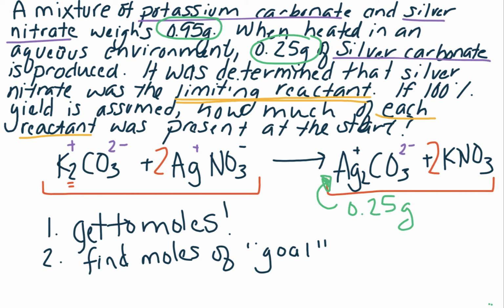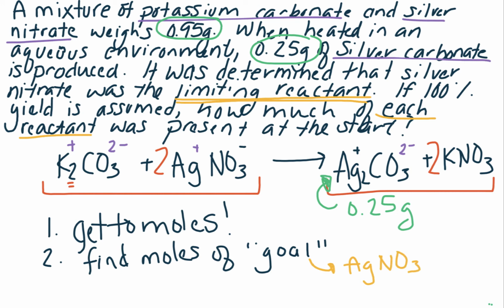with. If the silver nitrate is the limiting reactant, that means you have extra potassium carbonate, and you can't really calculate directly from the amount of product how much potassium carbonate you had because there was extra, and you don't know how much extra. So let's start by finding the moles of silver nitrate, since that's our limiting reactant.